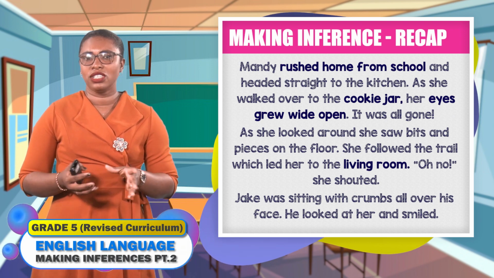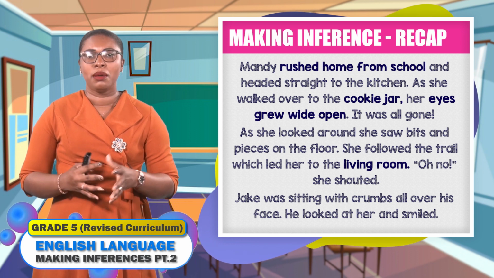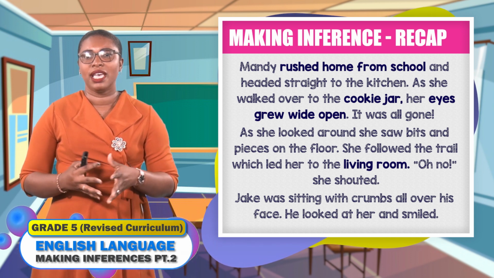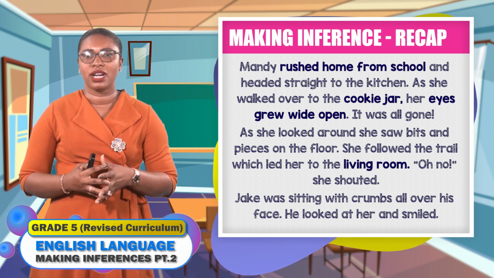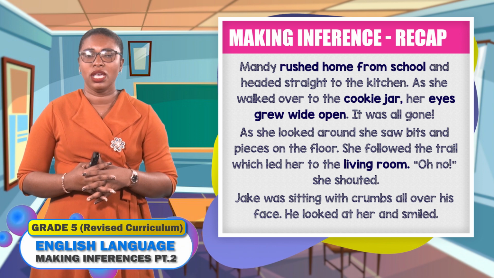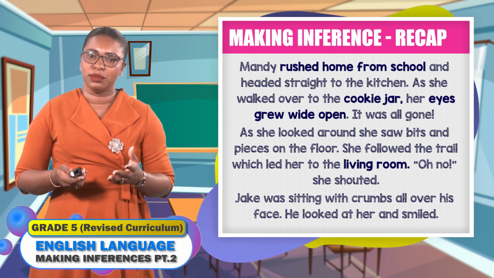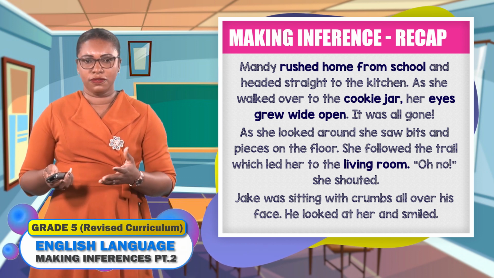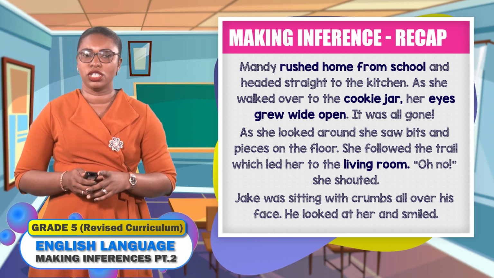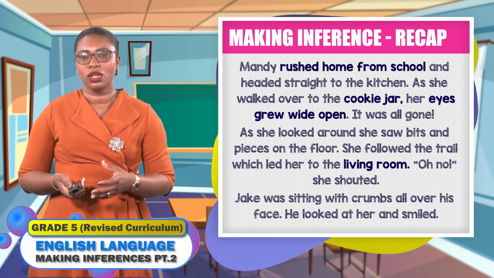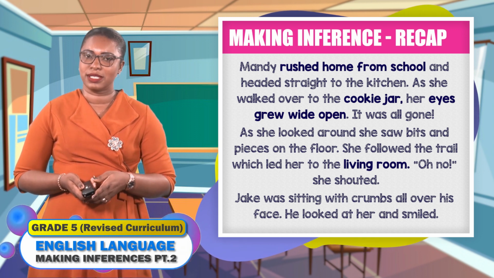Let's look back at this short text that we covered in our last lesson on making inferences. Mandy rushed home from school and headed straight to the kitchen. As she walked over to the cookie jar, her eyes grew wide open. It was all gone. As she looked around, she saw bits and pieces on the floor. She followed the trail, which led her to the living room. "Oh no!" she shouted. Jake was sitting with crumbs all over his face. He looked at her and smiled.